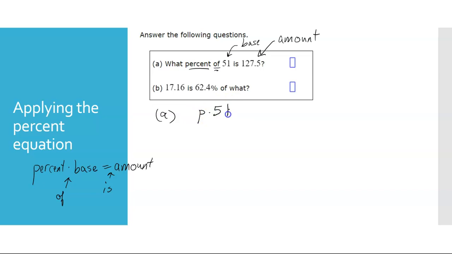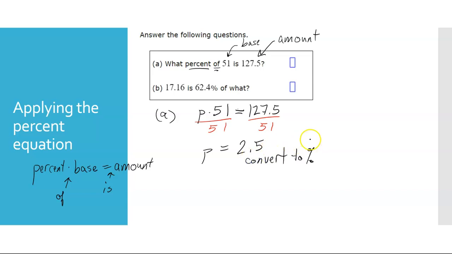Percentage times 51, because that's the base, is equal to 127.5. From here, since 51 is multiplied in, we divide it out. This is a calculator OK problem. So I end up with P equals 2.5. This is not the final answer, because we always use percentages as decimals or fractions, so we're going to have to convert this to a percent. To do that, I shift the decimal over 2 places and end up with 250%. So just like we expected, the answer is above 200%.